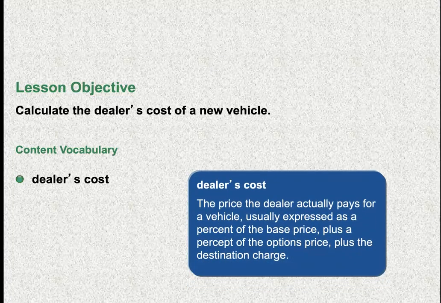So the dealer's cost is the price the dealer actually pays for the vehicle, usually expressed as a percent of the base price plus the percent of the options plus the destination charge. So all of those are the dealer's price, and then they sell it for the sticker price.